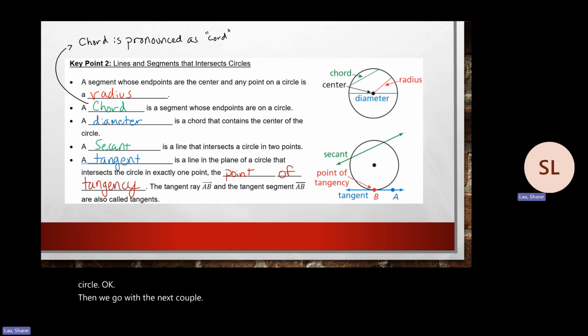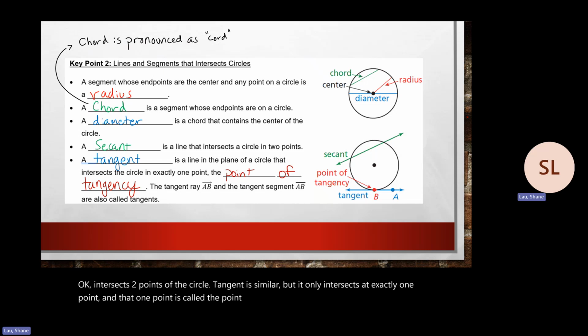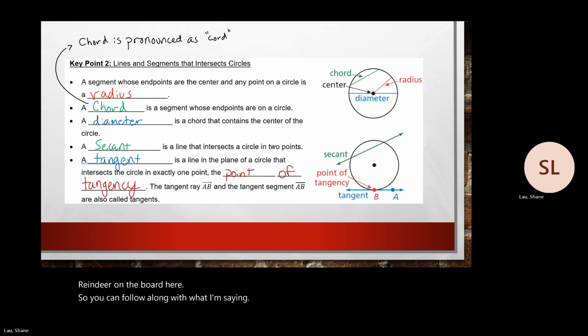Secant is a line that intersects a circle in 2 points. Intersects 2 points of the circle. Tangent is similar, but it only intersects at exactly 1 point. And that 1 point is called the point of tangency. And you can see all that stuff right there on the board here, so you can follow along with what I'm saying.